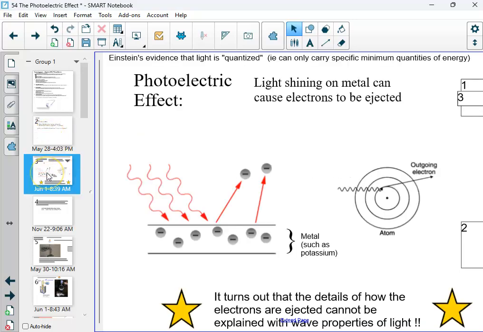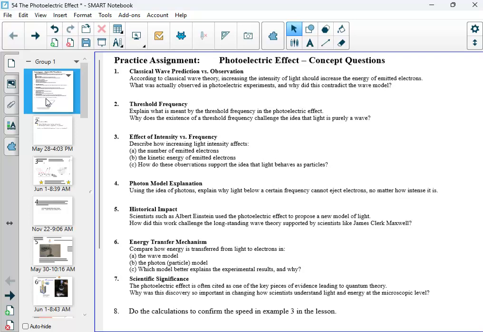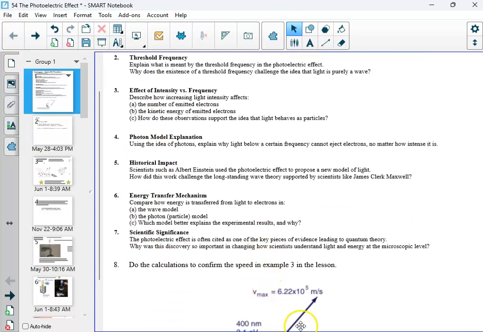Feel free to pause the video, slow it down, go back and see it again. What was that? I forget what was said about this and that. These questions are, for the most part, big picture concept stuff, and then the one at the bottom here is to actually physically calculate the speed that an electron would get ejected off at.